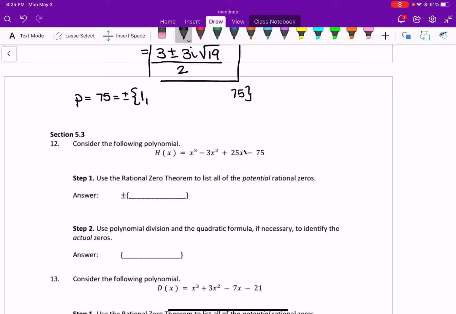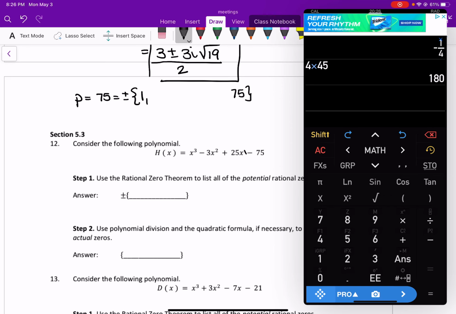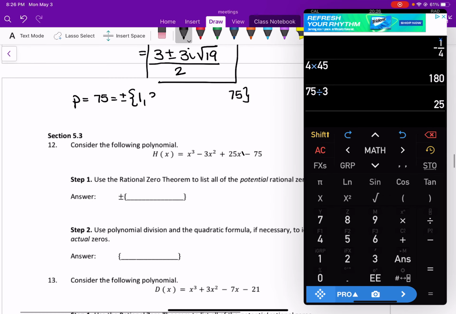And then we ask ourselves, is 75 divisible by 2? We say, no, it's an odd number. And then we say, is 75 divisible by 3? I believe it is, so let's check it out. 75 divided by 3 gives us 25. So 3 and 25.